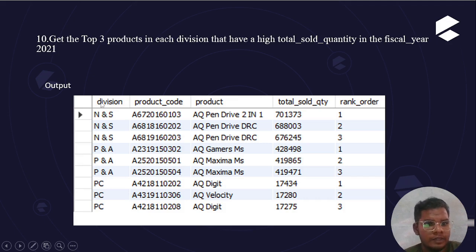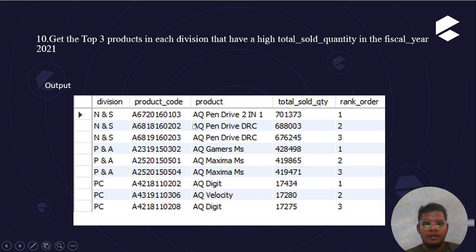Here, the NS, network and systems, and peripherals and accessories, the PC. Network and systems, the AQ, pen drive, 2-in-1. Sorry, network in the sense, network and storage, things like that. Peripherals and accessories, yeah, of course. The device is a pen drive. The pen drive is holding the total sold quantity very high, 70, 68, and 67.